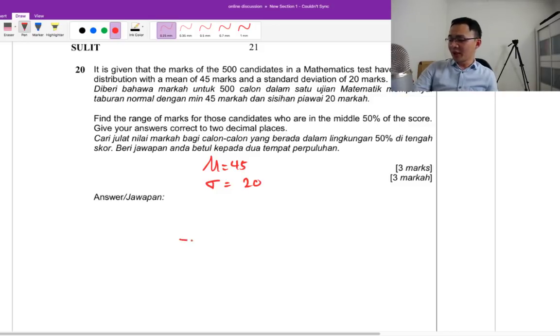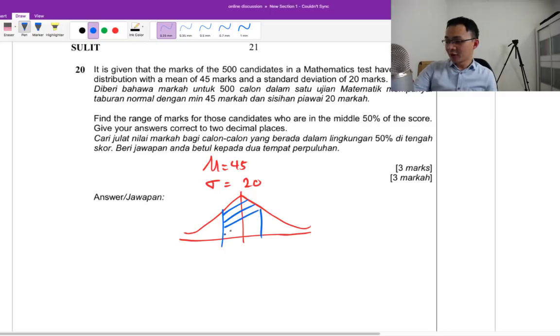Right, so that means I know they are in the middle of my bell-shaped diagram. That means they are in the middle 50% here. That means the probability here will be 0.5. Since it's exactly the middle, I know this area and this area will be the same. Therefore, I can say that this one is 0.25, and over here will be 0.25 also, because the middle one is 50%, right?